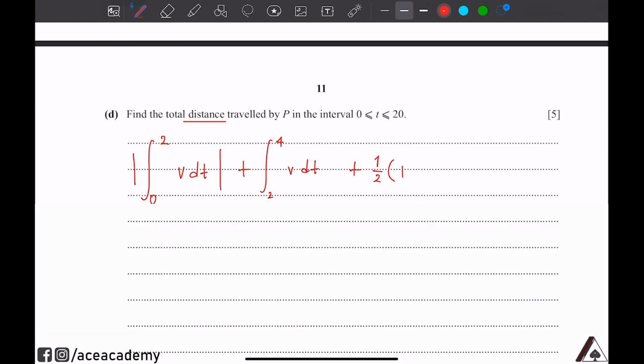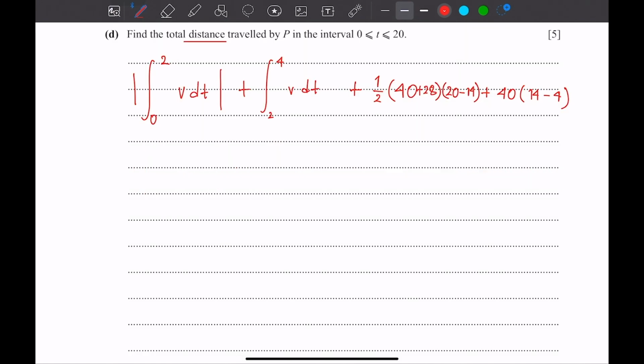So we have the area of the trapezium, so half times a plus b times the height, which is 20 minus 14, and the area of the rectangle, which is just the height 40 times its base. And so the expression for v was 5t squared minus 10t, absolute value of that, plus this.